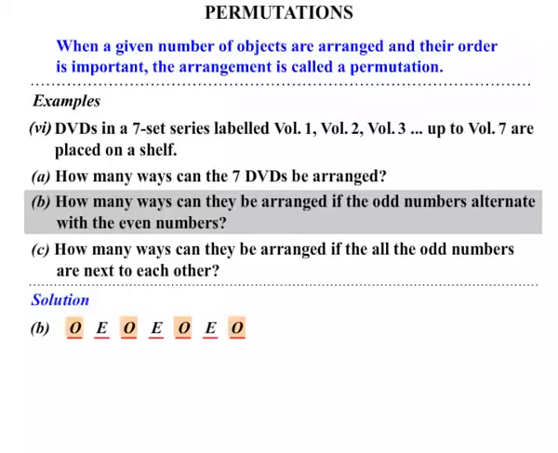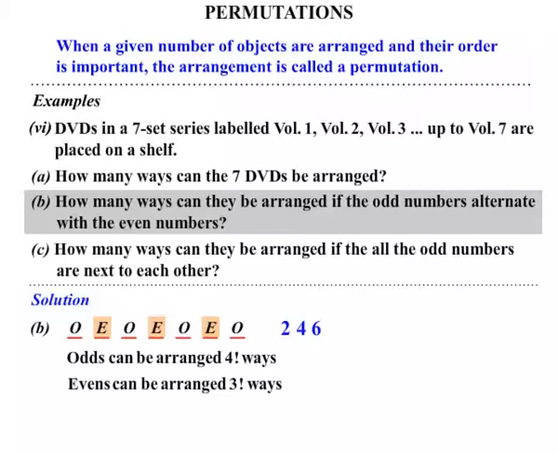Now let's just consider the odds for a moment. They are 1, 3, 5, and 7, and we know now that that can be arranged 4 factorial ways. The even numbers, which are 2, 4, and 6, amongst themselves, there are 3 of them, so they can be arranged 3 factorial ways. And then 4 factorial ways by 3 factorial ways, therefore the total number of ways, we multiply those, and we end up getting 144.